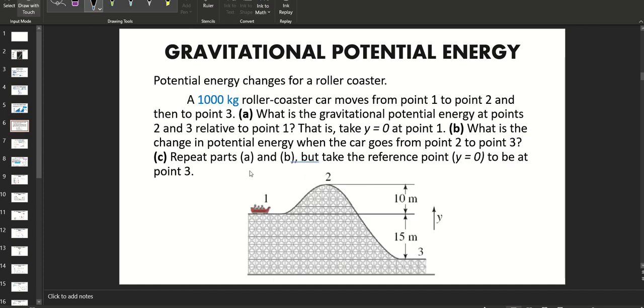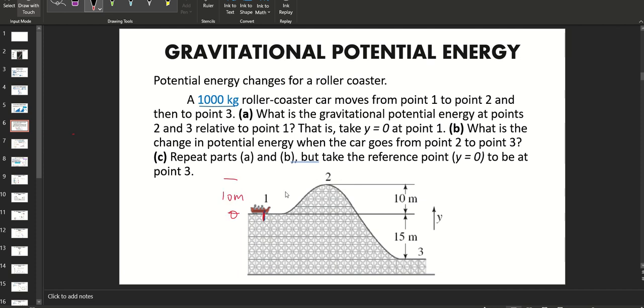Take a look, for example, at this one: potential energy changes for a roller coaster. A 1,000 kilogram roller coaster car moves from point 1 here to point 2, and then point 3. What is the gravitational potential energy at points 2 and 3 relative to point 1? Take y equal to 0 at point 1. This means we say this is y equal to 0. At this point, we are talking about 10 meters of height.